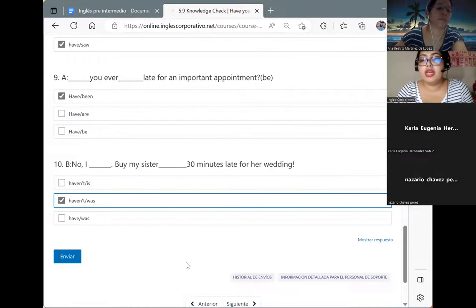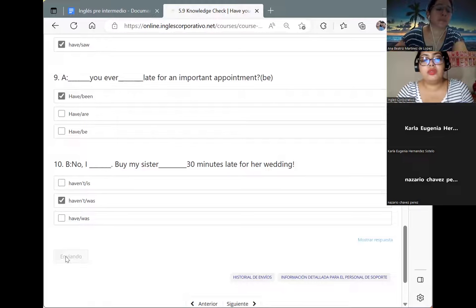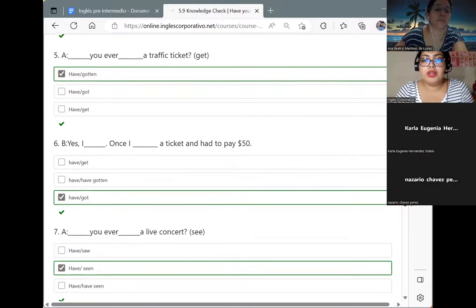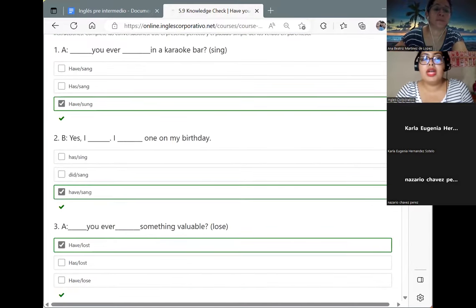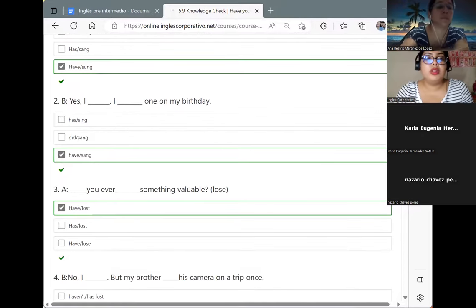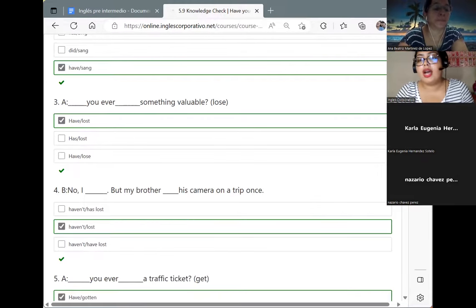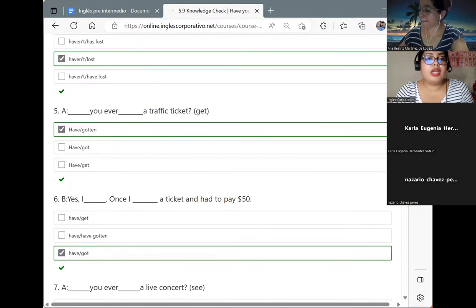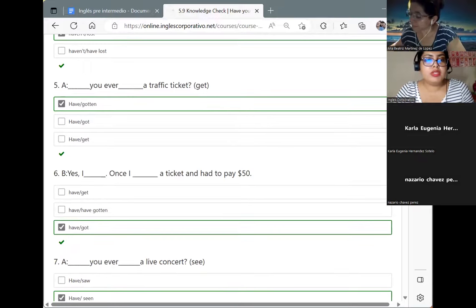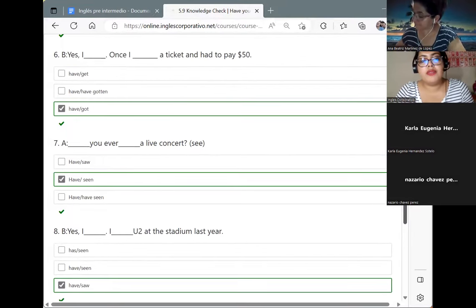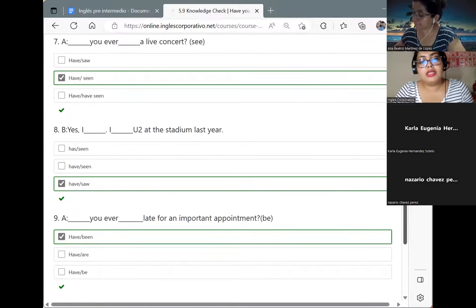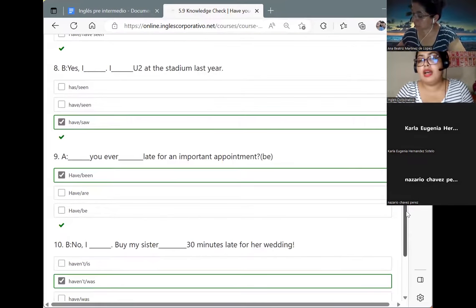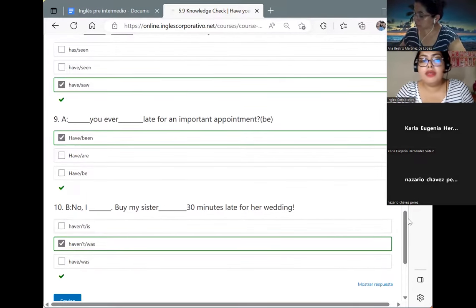Okay, we're going to check these answers to see if they are correct. We need to wait. All of them are correct, very good. So in number one, we have sung. Number two, have sung. Number three, have lost. Number four, haven't lost. Number five, have gotten. Number six, have got. Number seven, have seen. Number eight, have saw. Number nine, have been. And number ten, haven't was.